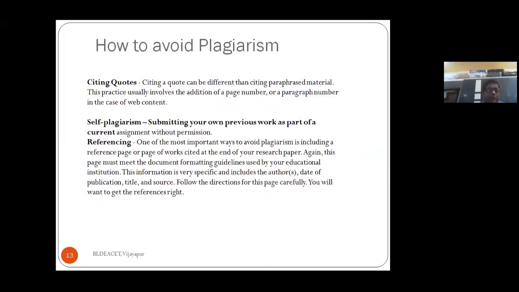See, again, this page must meet the document formatting guidelines used by your education institution. Formatting could be APA or other standards like IEEE, and the guidelines of that standard should be followed. It should be informative. Each chapter should not be different from another. You should be consistently informative. This information is very specific and includes authors, date of publications, title and source. Follow the directions for this page carefully. We will want to get the reference site.